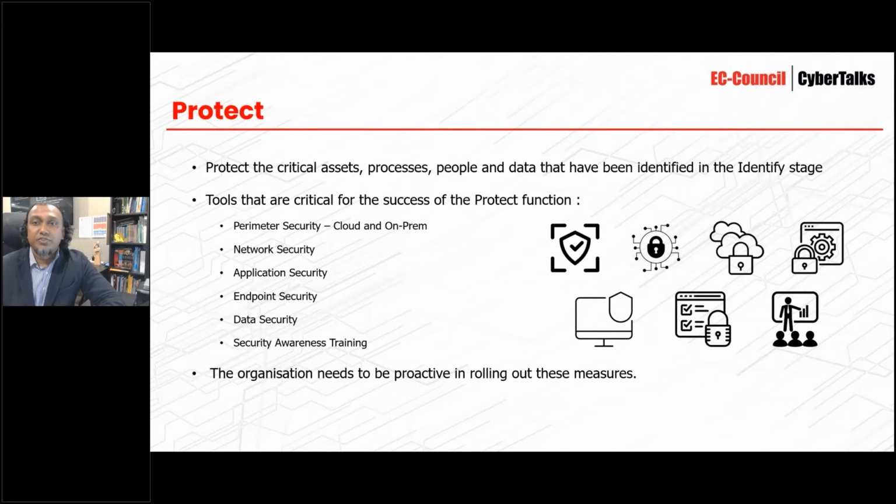The Protect function. The Protect function is a critical component of the cybersecurity framework. It focuses on developing and implementing safeguards to ensure the delivery of critical infrastructure services and limit the potential impact of cybersecurity events. This function encompasses various outcome categories such as identity management, access control, awareness and training, data security, perimeter security, application security, information protection process, maintenance, and protective technology.